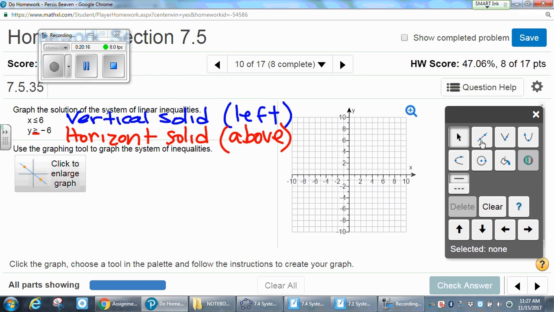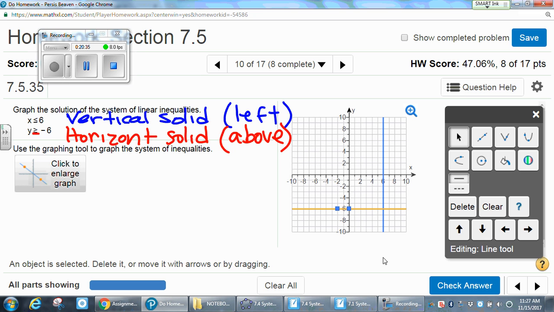So I'm going to grab first my, and they're solid. So at 6, make sure you graph the right number. And then we're going to have another one, a horizontal one at -6.